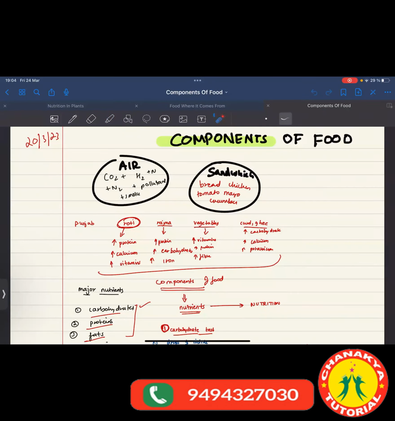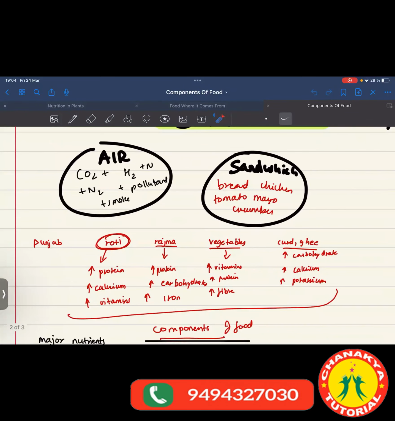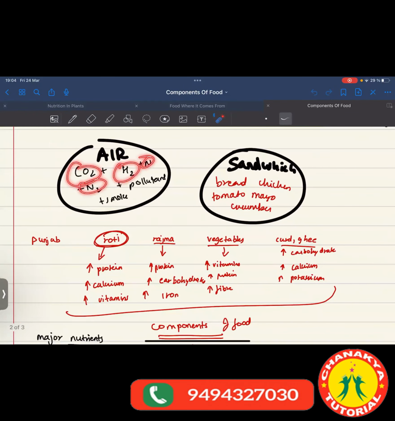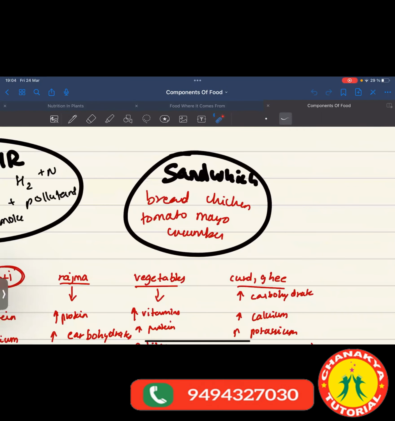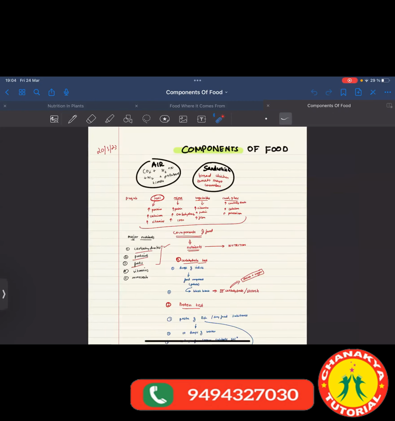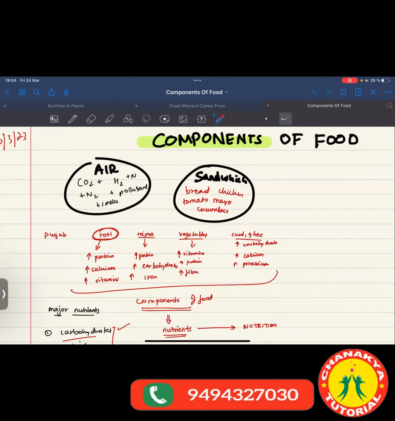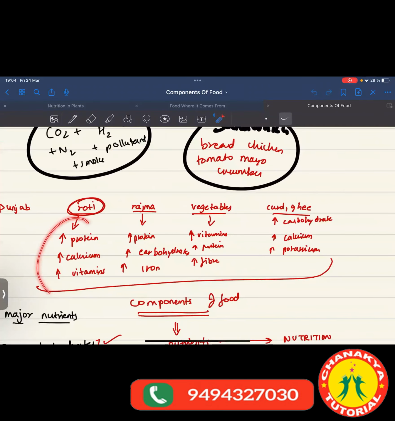So the term components basically means things that are inside. Like for air, what are the components of air? You have carbon dioxide, nitrogen, hydrogen, pollutants, smoke. There are so many other things. Whereas if you're making a sandwich, what are all the things that are there in the sandwich? You have bread, chicken, tomato, mayo, cucumber. So all these are components of the sandwich. So components of food means the things that are there inside the food.